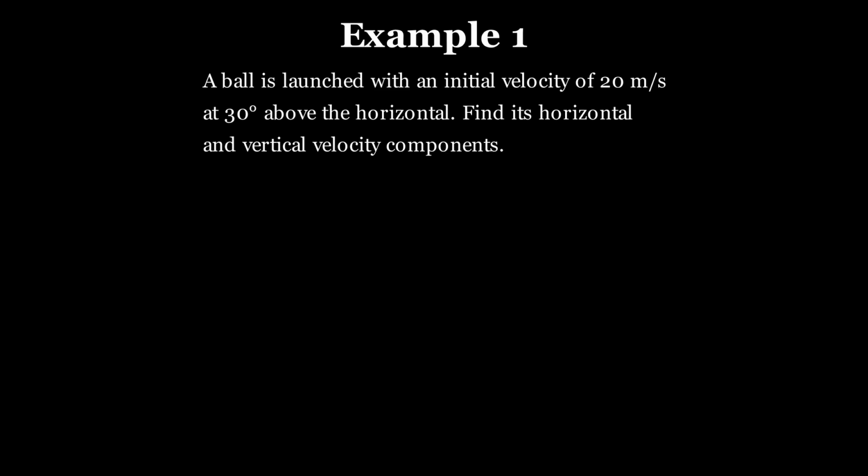Example 1. A ball is launched with an initial velocity of 20 meters per second, at 30 degrees above the horizontal. Let's find its horizontal and vertical velocity components. Here's the launch, at 30 degrees. Watch it split into a horizontal part and a vertical part. The horizontal component, Ux equals Vi cosine theta. Substitute in, 20 times cosine 30 degrees. Cosine 30 degrees is 0.8660. 20 times 0.8660 gives Ux equals 17.32 meters per second.